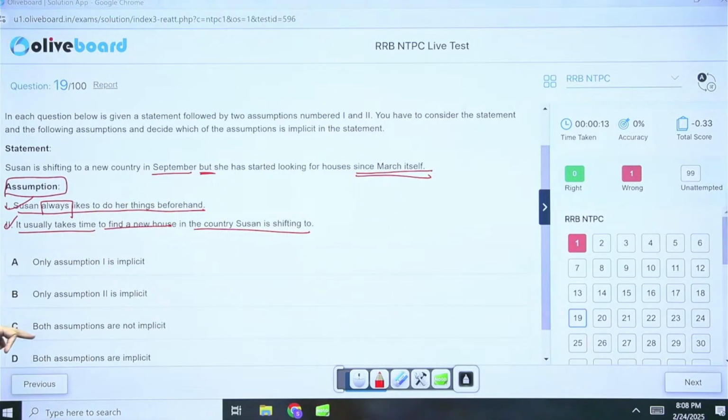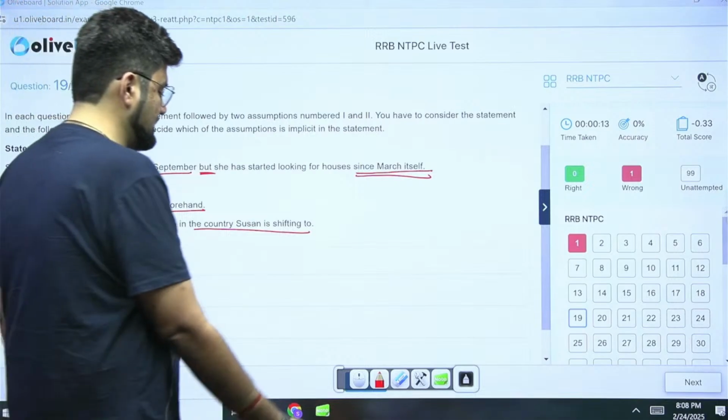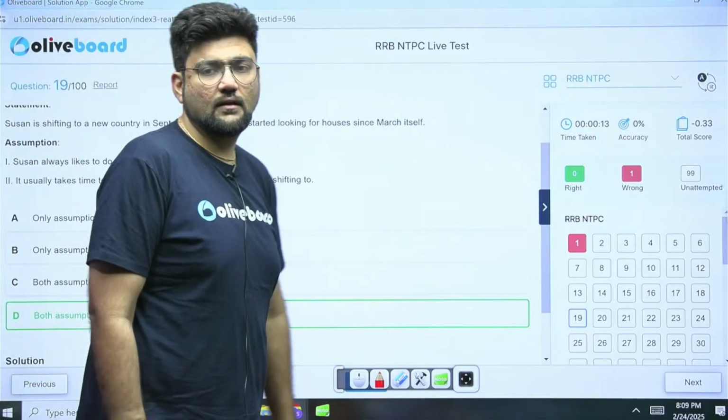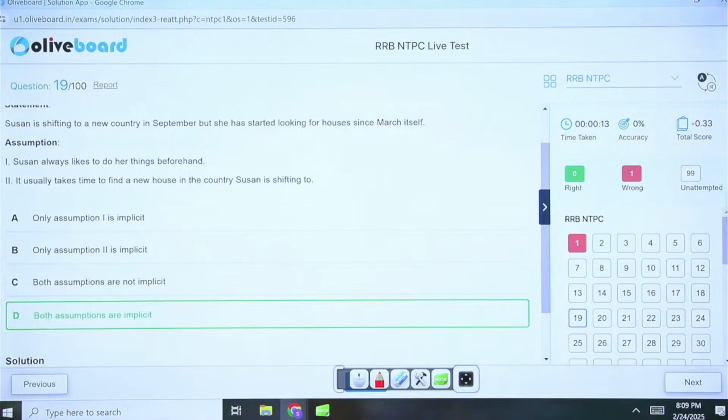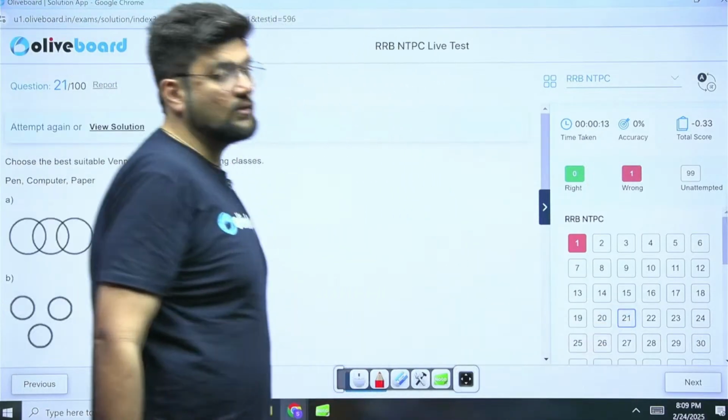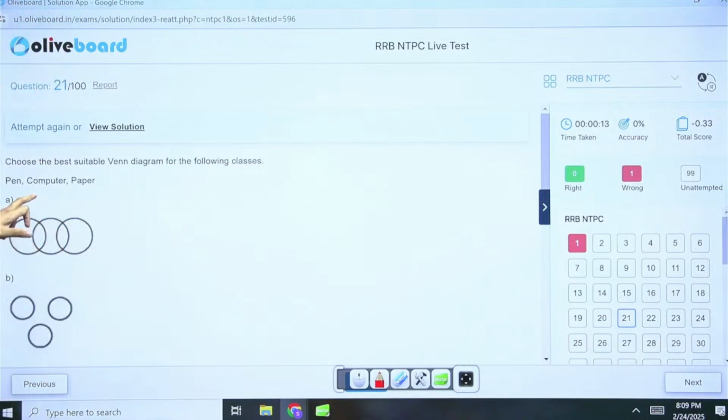Right. So my correct answer is both assumptions are implicit. Option D should be your correct answer. This needs a bit of thought, guys. And the more you practice, the more critical thinking skills will develop, which is what helps with these questions.